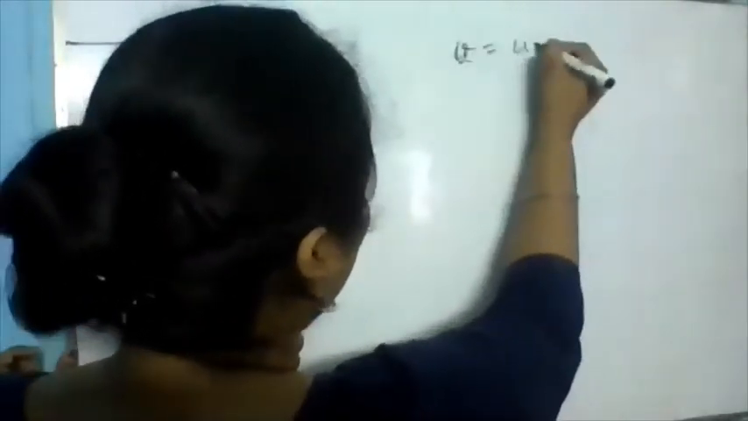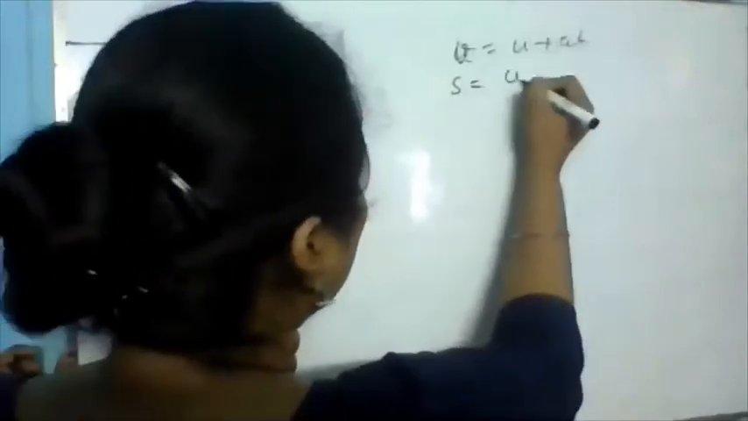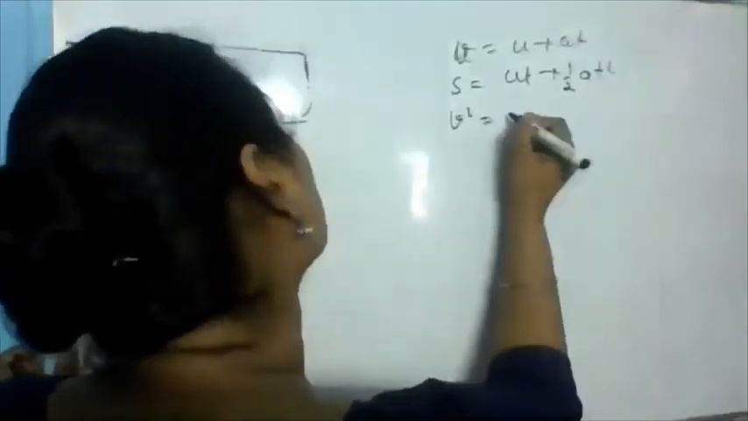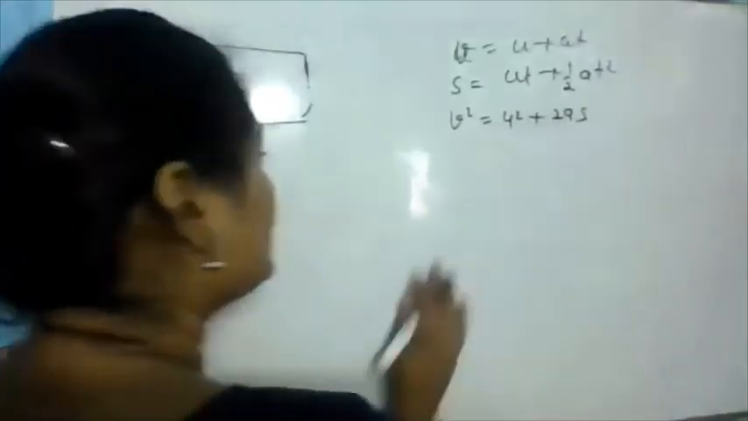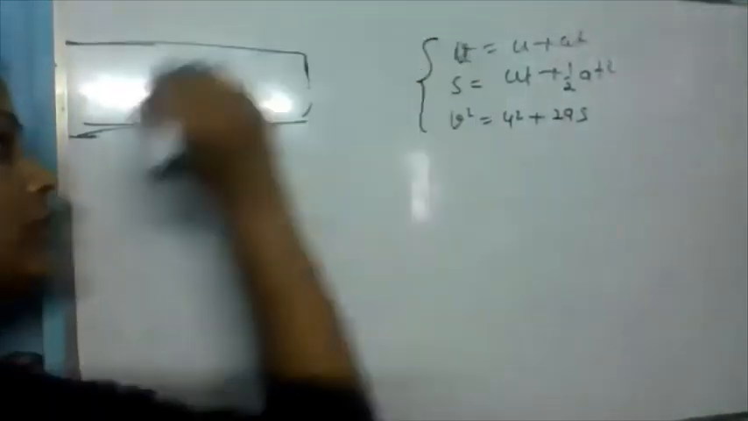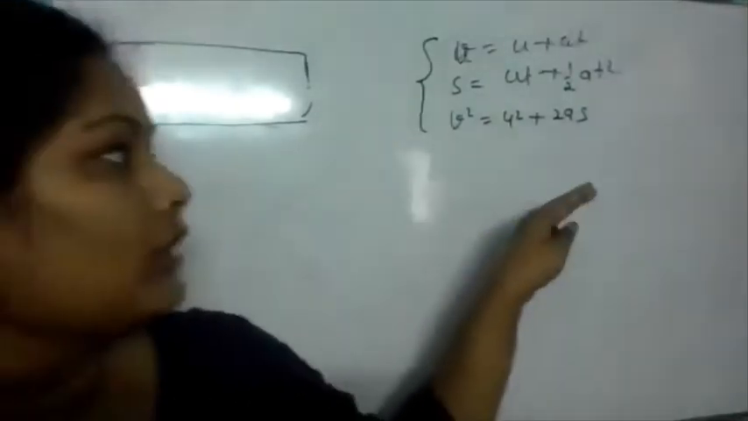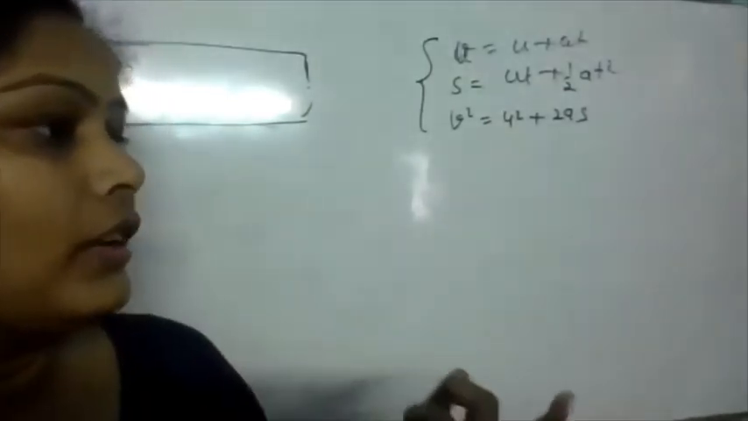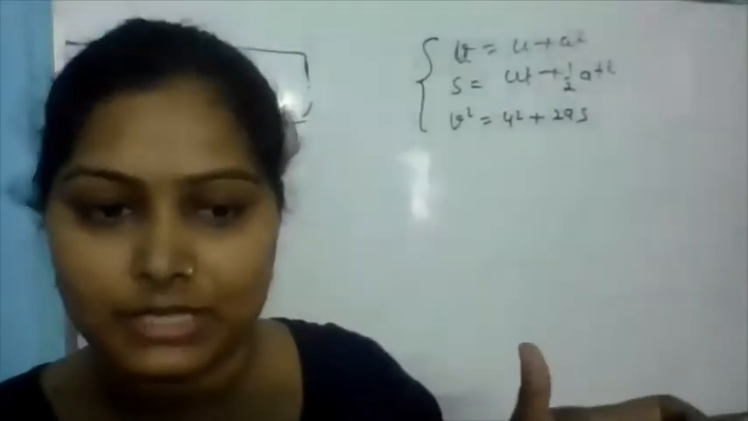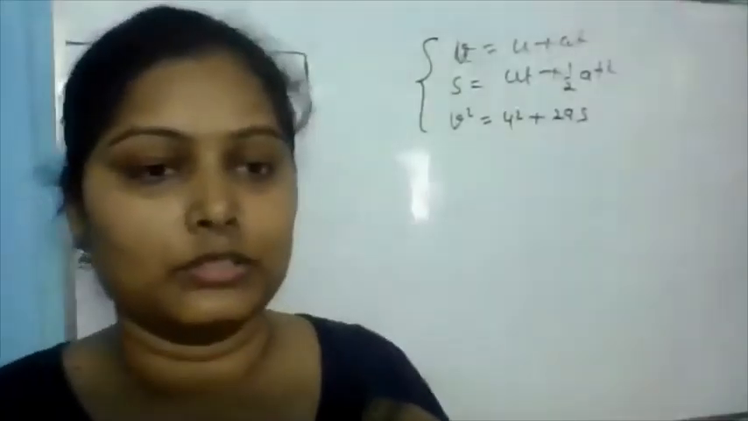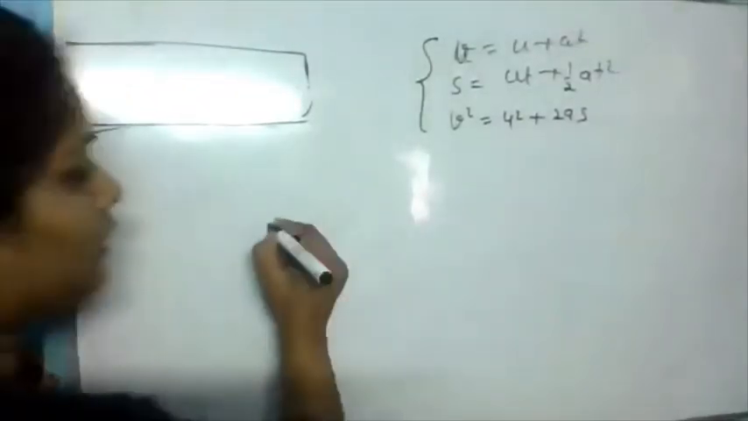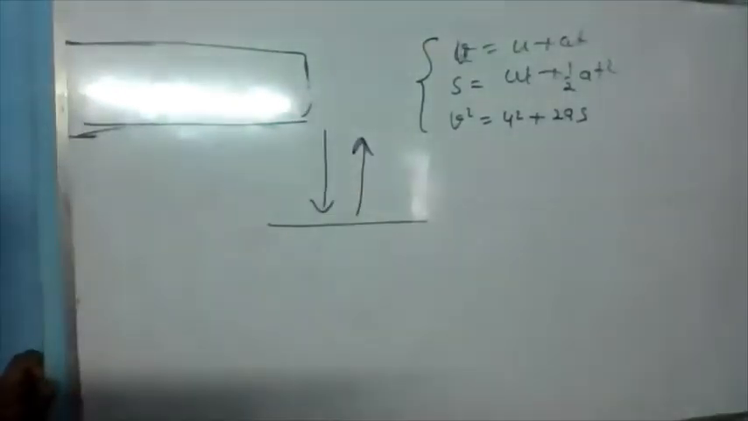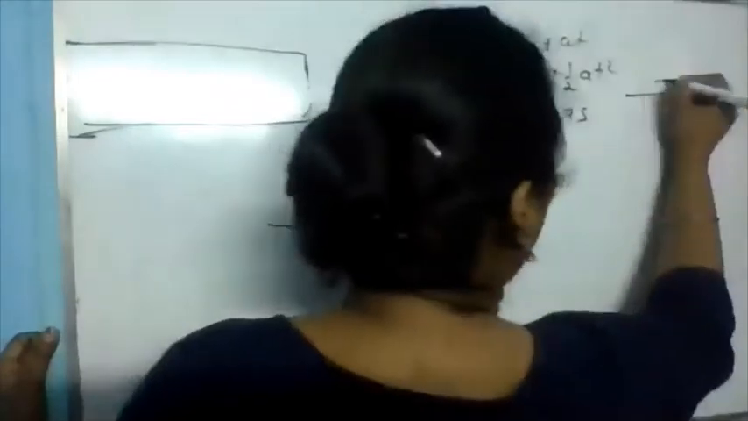v equals u plus at, s equals ut plus half at square, and v square equals u square plus 2as, right? So these are all the equations of motion for straight line motion, when any object is moving with a constant acceleration in a straight line. Now let's talk about the motion vertically downward to the earth or vertically upward from the earth. Here we are talking about this kind of motion, right?